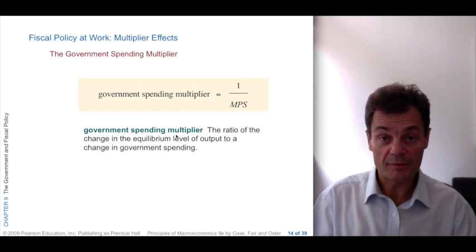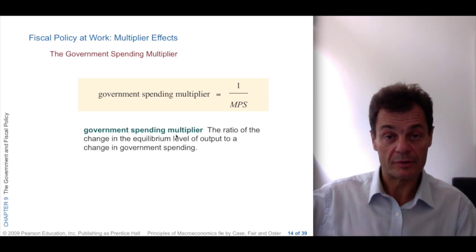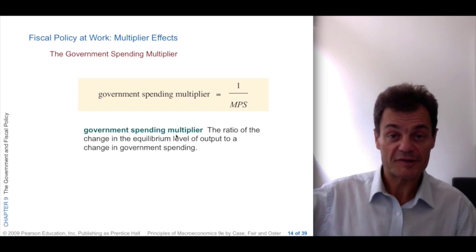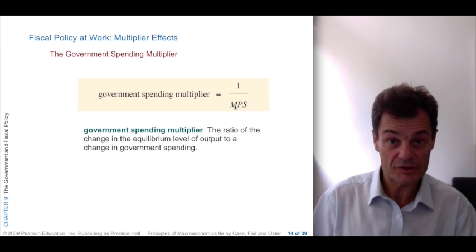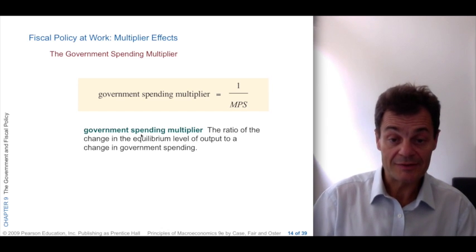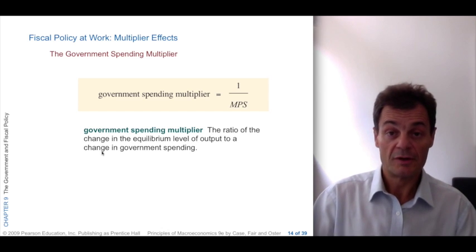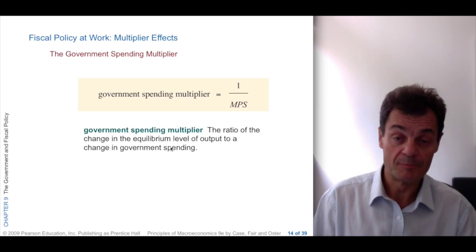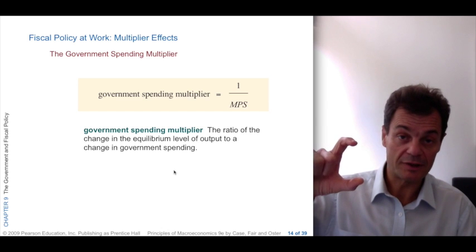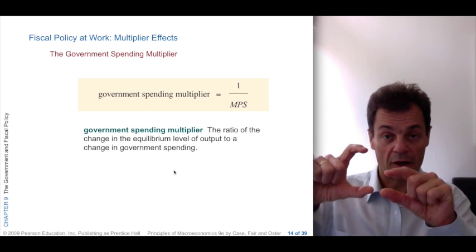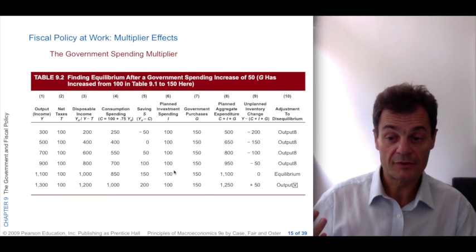The government spending multiplier is exactly the same as what we saw in lecture number 8 about the investment multiplier. It is expressed as 1 divided by the marginal proportion of savings, and it is simply the ratio of change in the equilibrium level of output to a change in government spending. In other words, it expresses by how much the income of the economy is growing for every dollar of government spending injected in the economy. This table will show it.